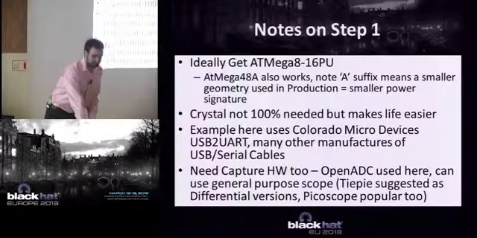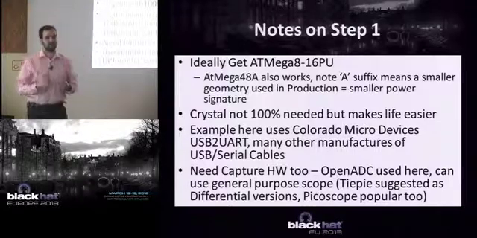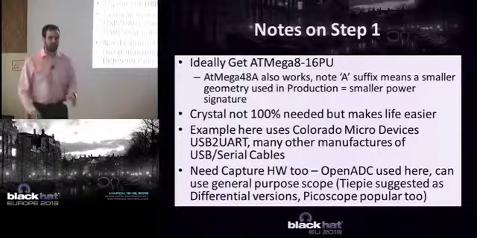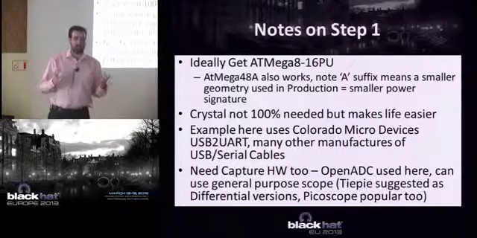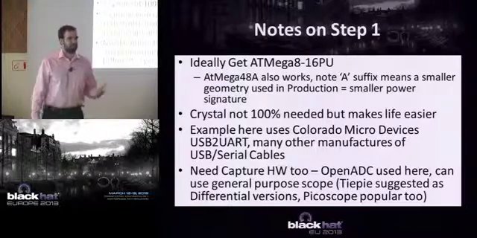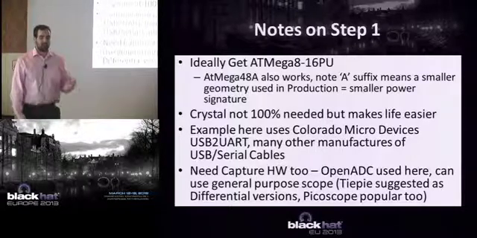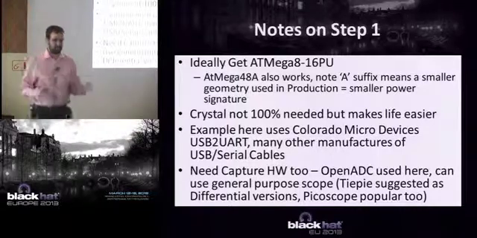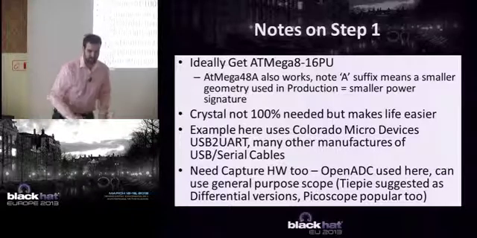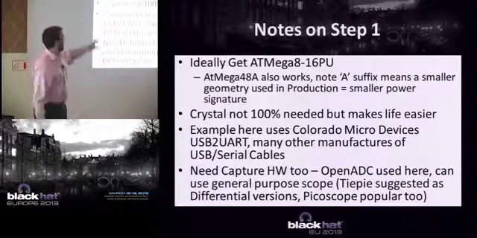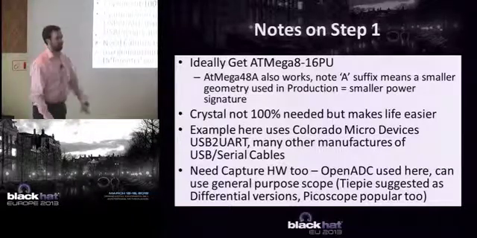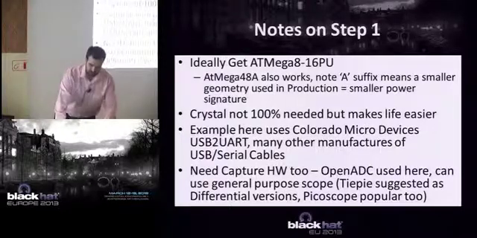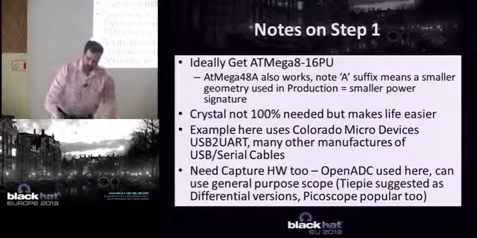One of the main differences is that Atmel has been using different production environments, which means different geometry on the actual silicon die. The A is the latest version and probably the only version you can now get from DigiKey or other distributors. It has a slightly smaller power signature. In my testing, it doesn't really matter. They all work just the same, so I wouldn't really care about it. And I happen to use a specific USB to UART, but there are tons of manufacturers, SparkFun or whoever else makes these type of things.